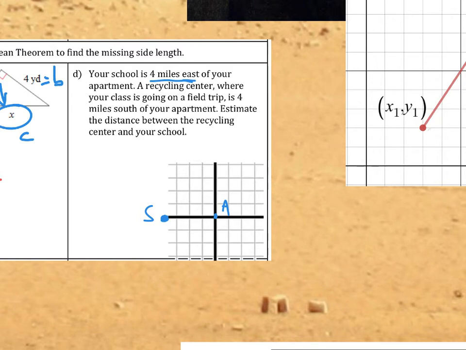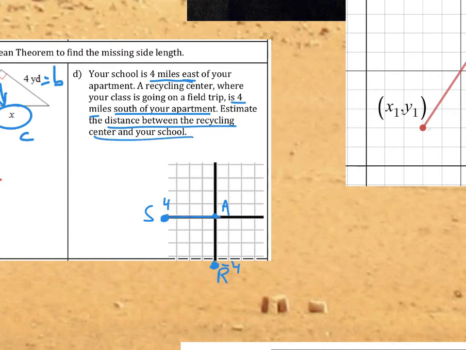A recycling center where your class is going for a field trip is 4 miles south of your apartment. So here's your apartment. Let's go 4 miles south. 1, 2, 3. We're kind of off my graph here. All right, so there's 4 miles. So this would be south. This would be -4 on the graph. This would be +4. And that's the recycling center. Okay, the question is: estimate the distance between the recycling center and your school.